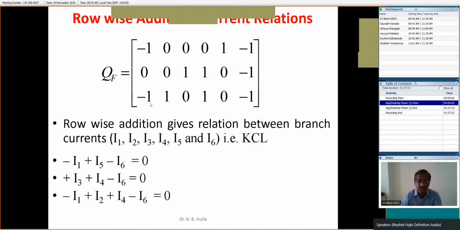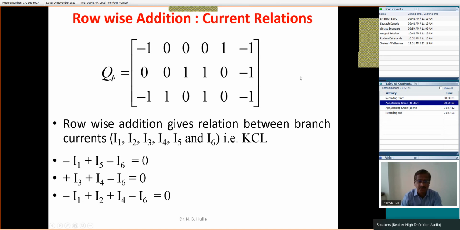If I come to the last row, what is the last row? Minus 1 means it is minus I1, plus I2, 0, plus I4, plus I5, 0, minus I6, which is equal to 0. This is the way of preparing the row wise addition.